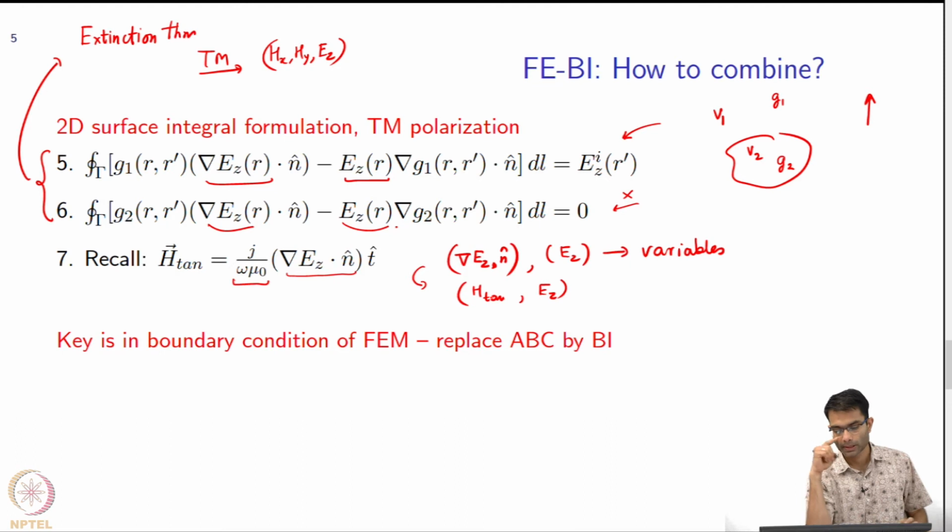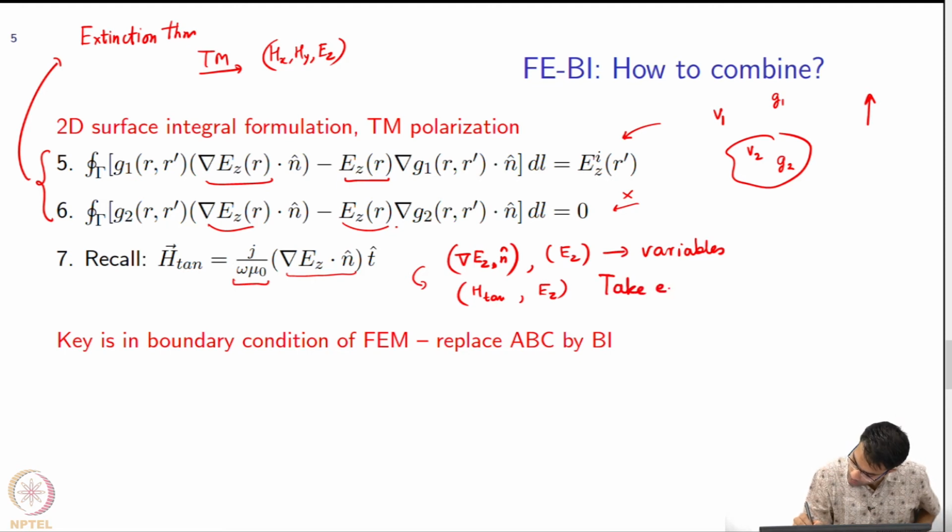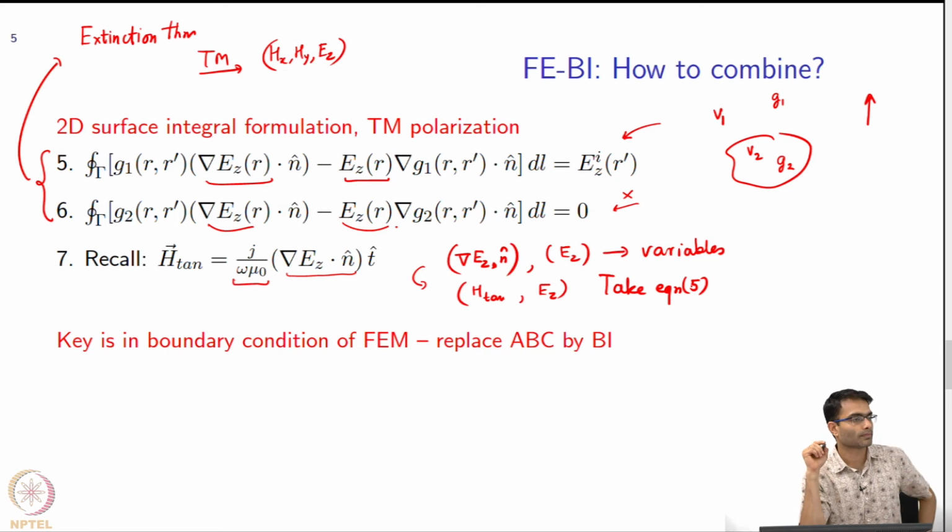When I, for example, take equation 5, what will be the first approach that I will do to solve this equation? What basis will I choose for my variables Ez and H tan? What did we do when we solved it? Pulse basis, right? So, pulse basis is what we used.